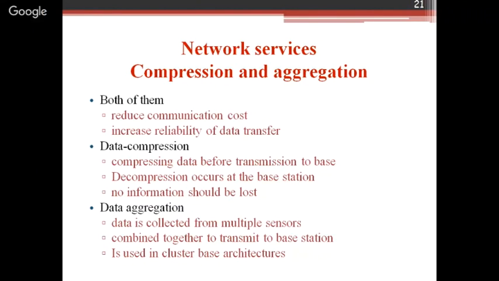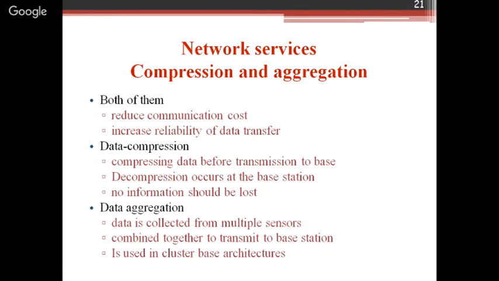So compression is very important in WSN. And no information should be lost. You have to keep track of this: while you compress your data, keep in mind that the original information must not be lost. Otherwise, when you decompress the data at the base station, you won't get the original information. If it is lost somewhere, what's the point of compressing if you're not able to get the original data? So you have to keep track of this.